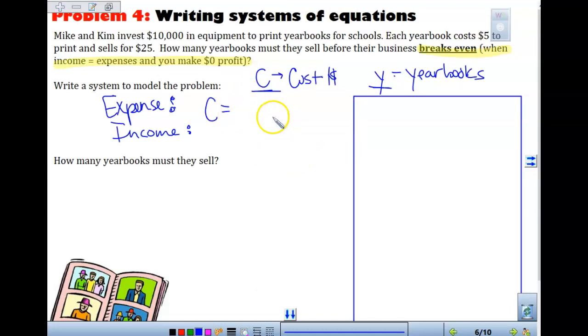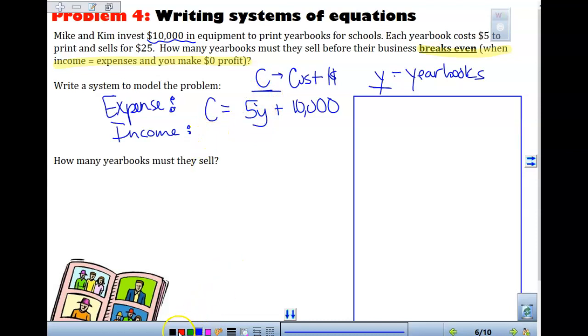How much? $5 a yearbook, so 5Y. Did I have any other expenses that I have to add to that? Not the 25, no, that's how much I'm charging for them when I sell it. I have the 10,000. Now, in the last class, I had a couple people tell me 10,000 Y. That doesn't make sense. Like, 10,000 per yearbook, right? So 10,000 is this number by itself. That's my y-intercept, right? That's my start point. And the slope, $5 per yearbook.